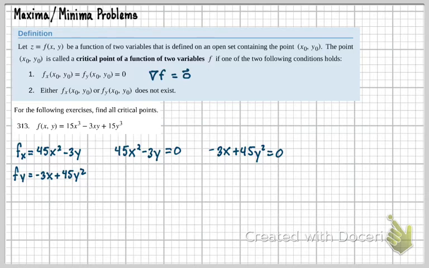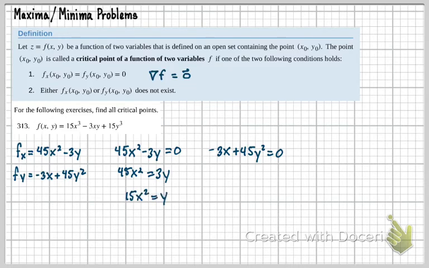And I should move the 3 over. So what I mean by that is I'm going to get 45x squared, and I'm just going to use this first one, equals 3y. Let me fix my 3. Then I'm going to divide by 3. So then 15x squared equals y.